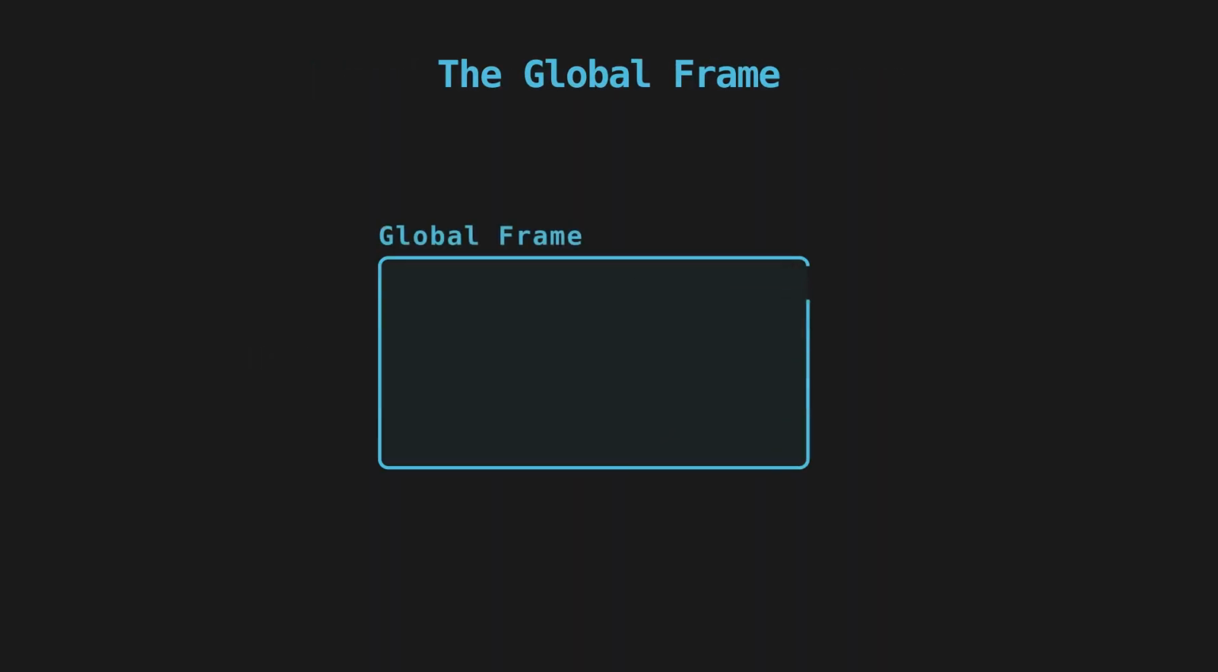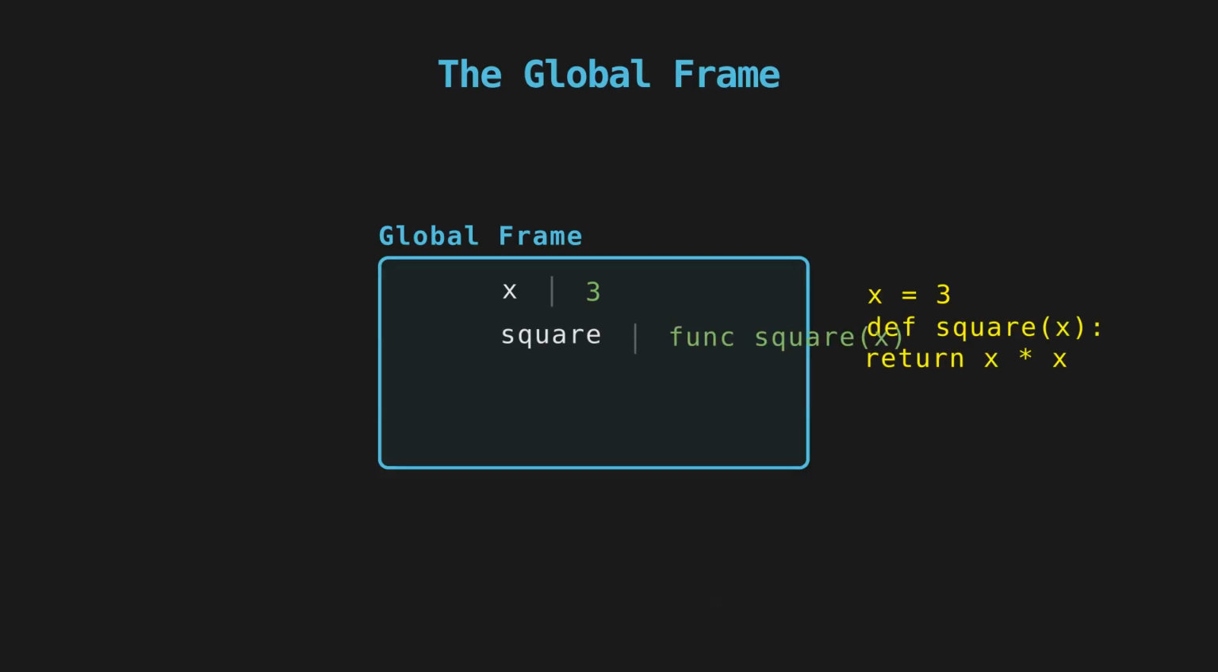Everything starts in the global frame, the place where top-level names live. Write x equals 3, and Python binds x to 3 in the global frame. Define a function called square, and Python binds square to a function object. Think of the global frame as a table. Names on the left, values on the right. Every assignment adds a row.